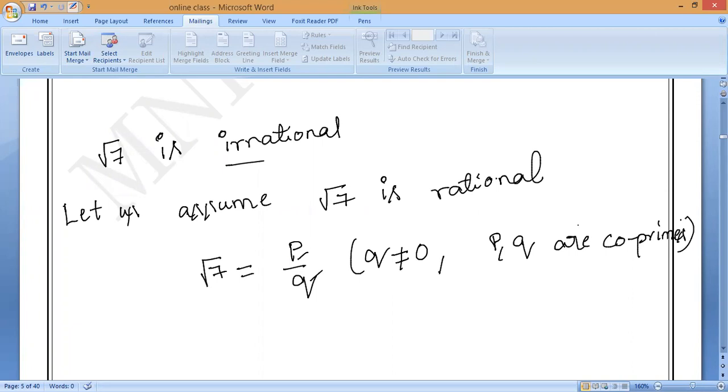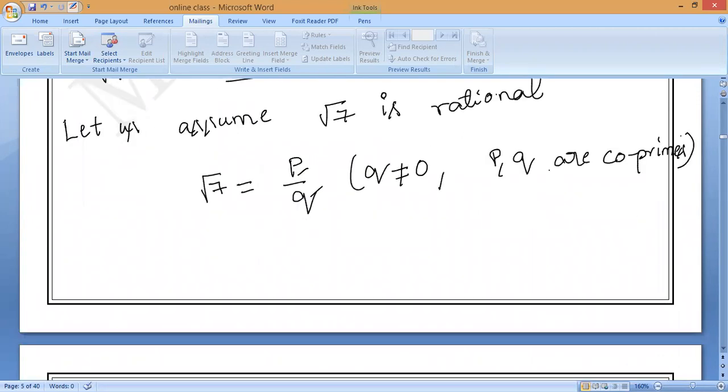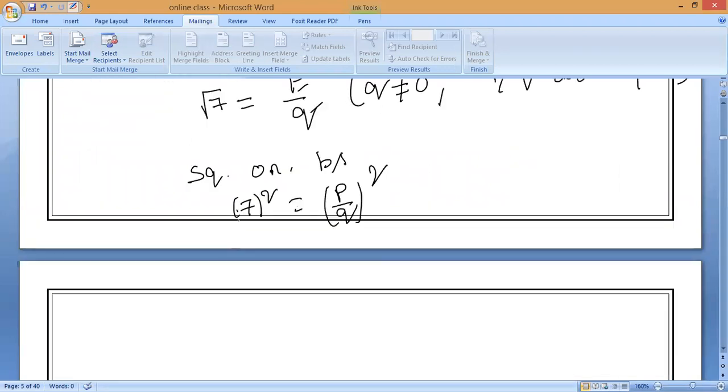Next step. What is the next step? Squaring on both sides. Squaring on both sides: root 7 whole square is equal to P by Q whole square. Root 7 squared, the square and square root get cancelled. The equation becomes 7 is equal to P square by Q square, ma'am.